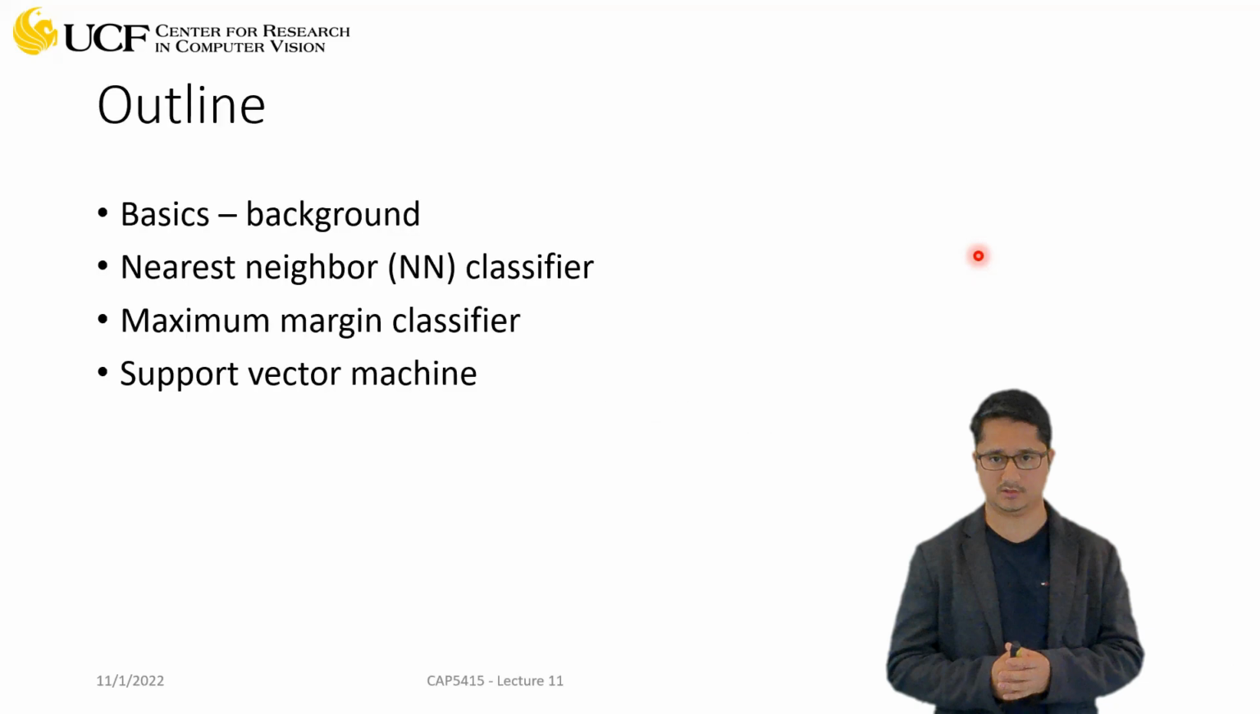The outline for this lecture will be, first we will briefly cover the basics of classification, and most of that we have already covered in this course in previous lectures. And then we will move on to different kinds of classification approaches which were there before the deep learning era. We will start with the nearest neighbor classifier, then we'll talk about the maximum margin classifier, and finally, we'll talk about support vector machines.